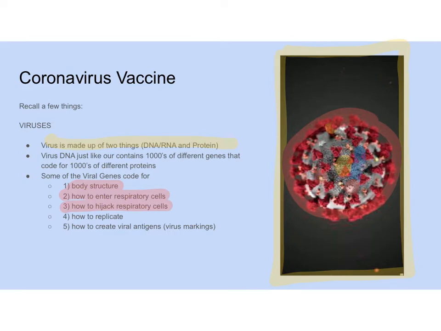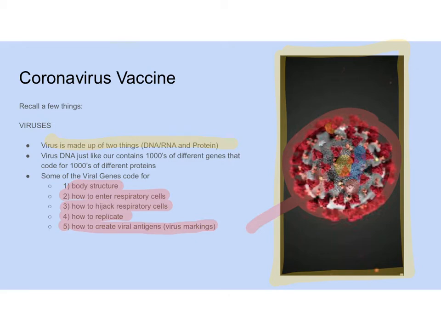Then you also have instructions on how to replicate, and instructions on how to create these things called viral antigens. That's just markings on a virus. Every virus basically has a marking, and that marking is known as a glycoprotein, if you remember that.